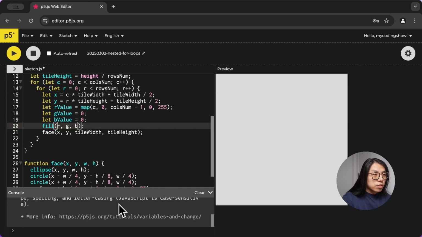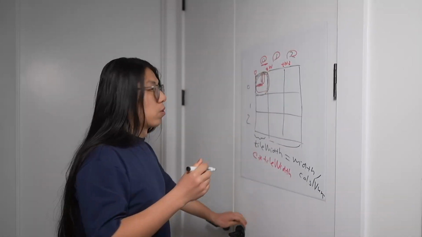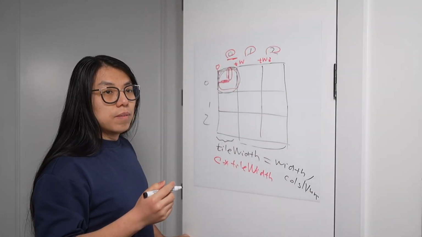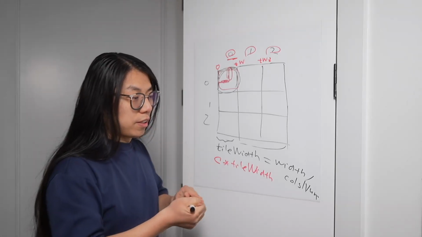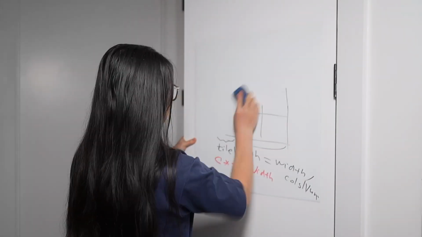What did I do wrong? Oh, right. R value, G value, and B value. And then that's how we have color that's from darkest to the brightest. And let's talk about the map function in a second. Going to erase these.